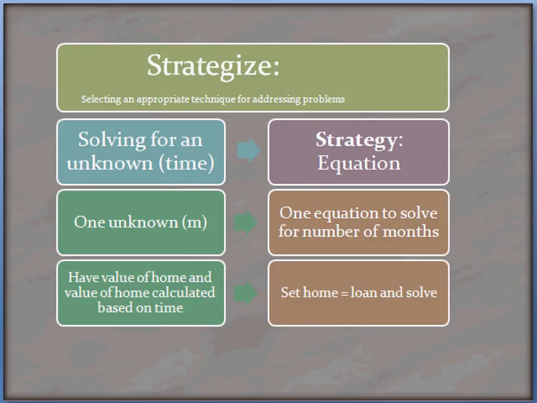Now we strategize. We're solving for an unknown. That is an amount of time. We want to know how many months it's going to take Robert to have his home value and his loan value be the same. Whenever we think of solving for an unknown, our first strategy thought should be writing an equation.